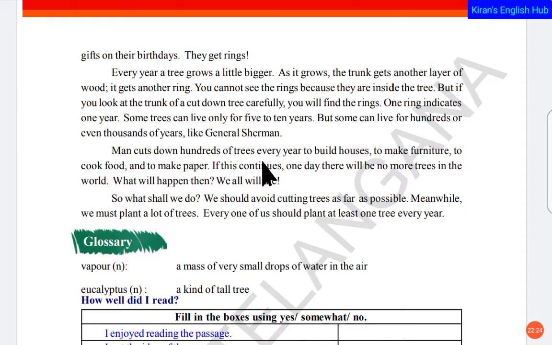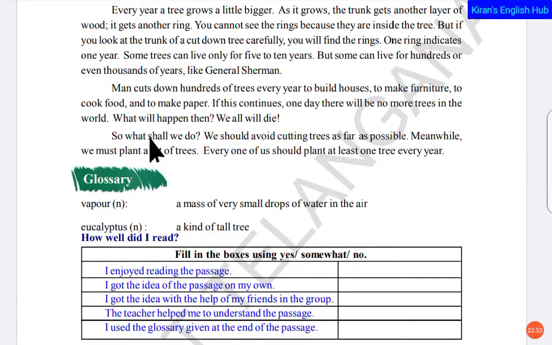If we use the trees for food, if we cut them down for firewood, if we use them to make paper, if we use them to make furniture, what happens? The number of trees keeps decreasing, and finally one day our future generations will suffer because of the deeds that we do today. In the future there might be no trees, and if there are no trees, we all will die.